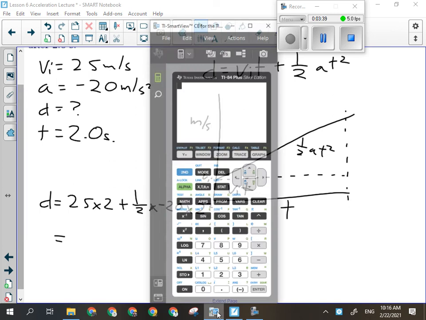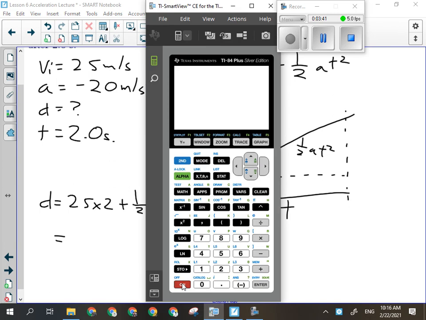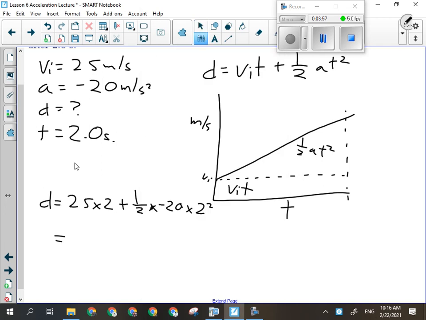So we got 50. Put it all in here: 25 times 2 plus 1/2 times negative 20, times 4, 2 squared. So the displacement of this golf ball is going to be 10 meters in a forward direction. Everybody okay with that?